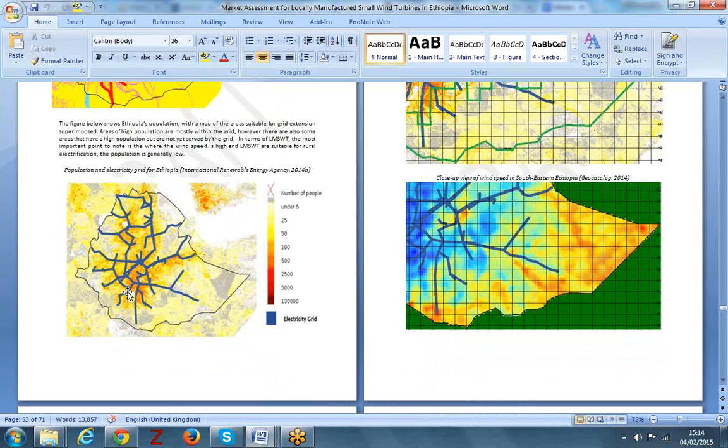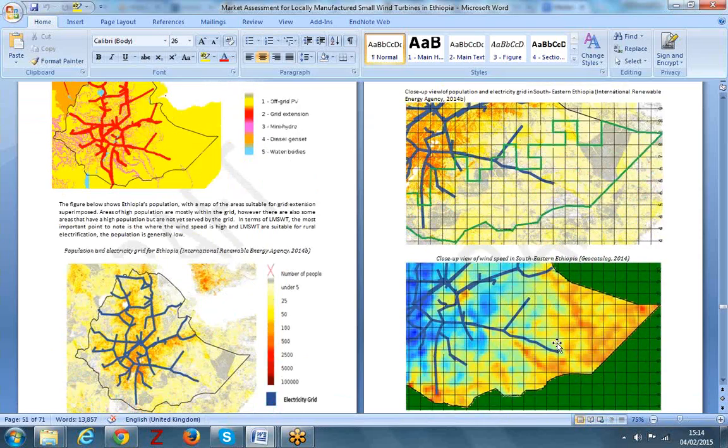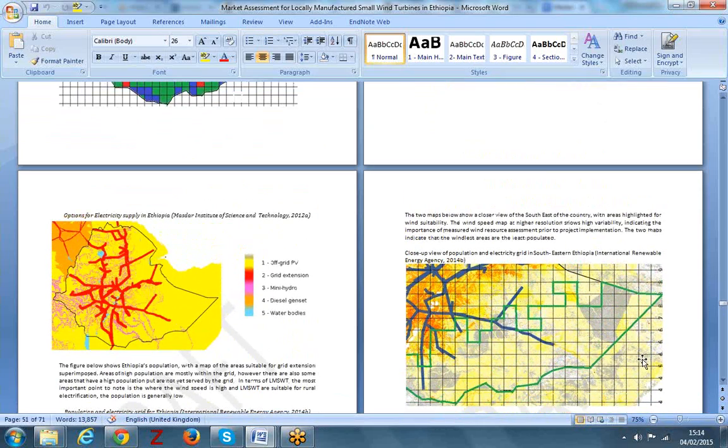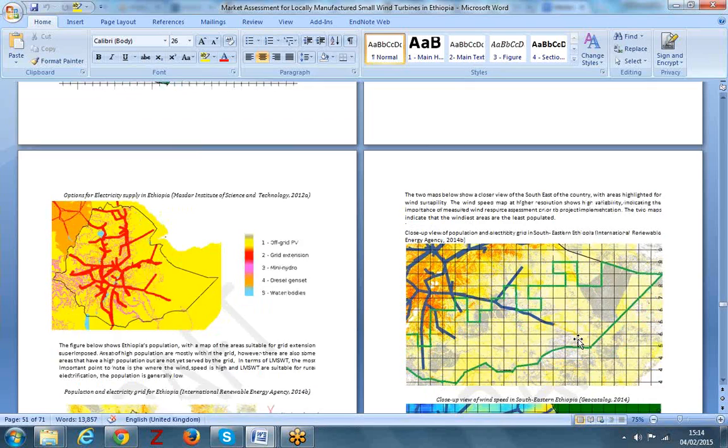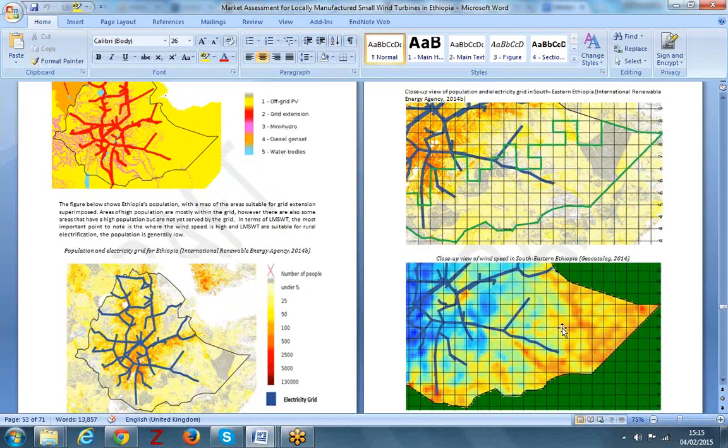And this one shows the population density. So in the areas of high wind, there's a relatively low population compared to where the grid is, but there's still a few pockets of high population. And you need to look at these maps in more detail to compare where the high wind speeds are, where the grid is, where the populations are, and these are the areas that you need to target for the wind turbine implementation, which is basically the results of the market assessment.